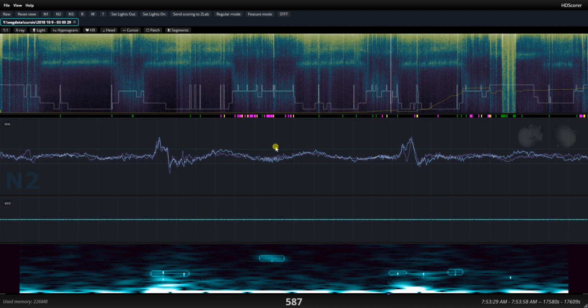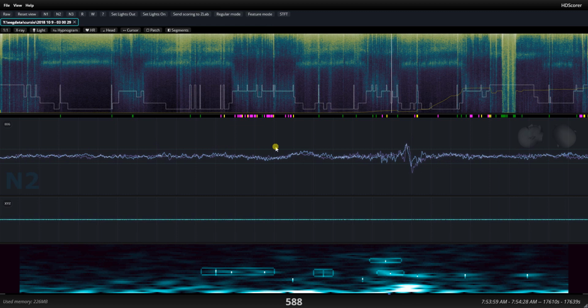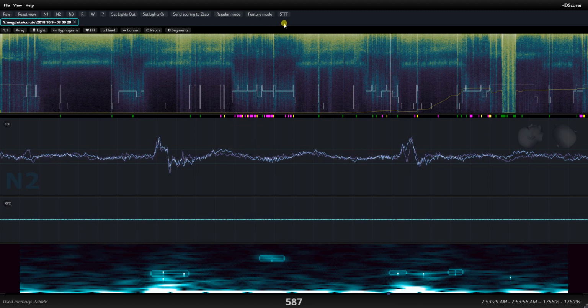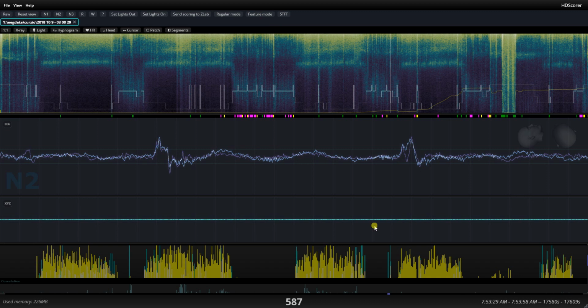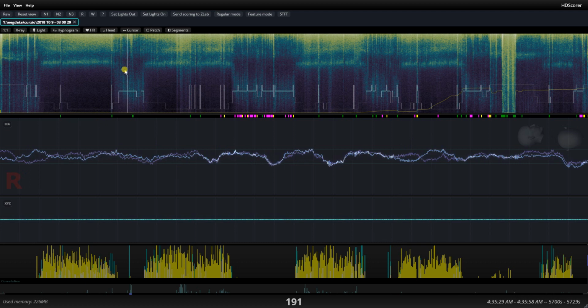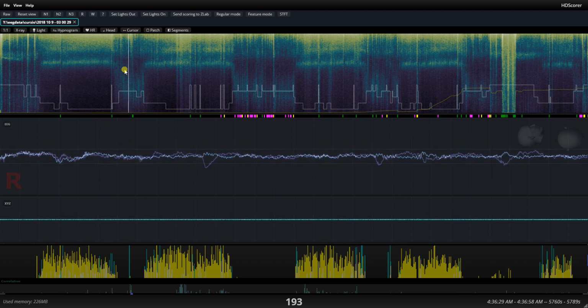Oh, there's one right there. How about here? It's not completely absent, but certainly not as strong as other N2 areas, but it's still caught the K-complexes right here. K-complexes are actually hard to detect because all sorts of artifacts and movements can look like a K-complex.